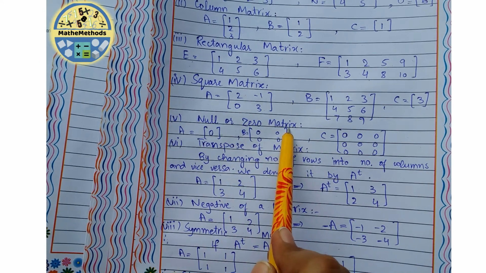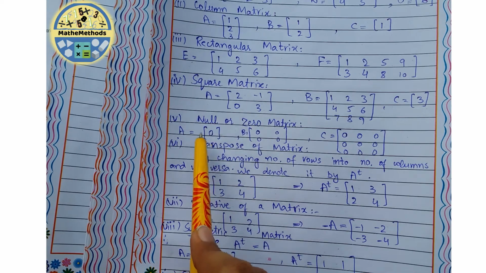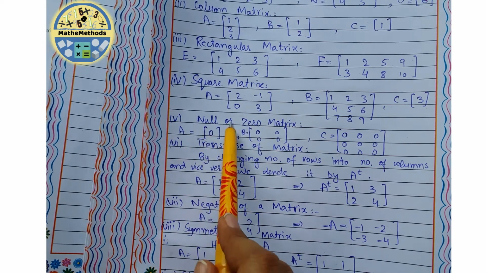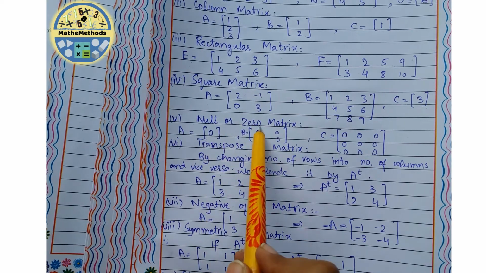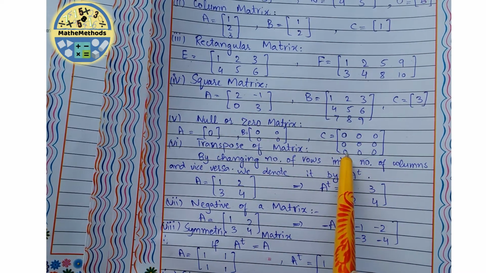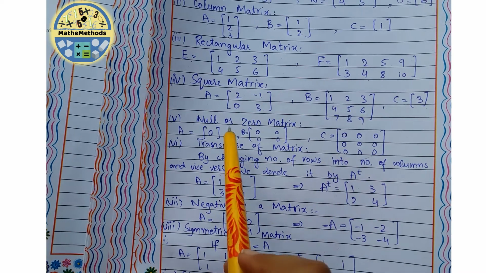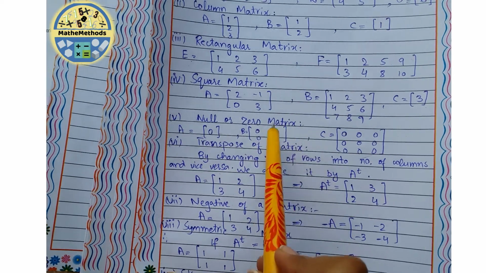Null or zero matrix. If each entry of a matrix is equal to 0, we call this matrix a null matrix or zero matrix. A is equal to 0. Each entry of this matrix is also 0. And this matrix also has 0 entries. So A, B, C are null or zero matrices.